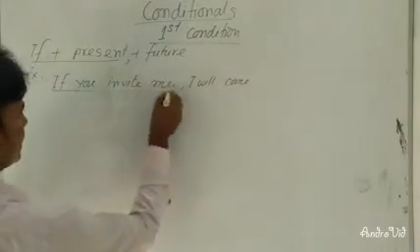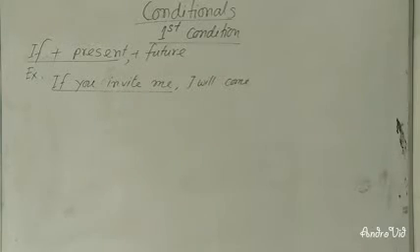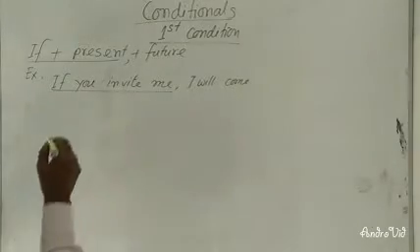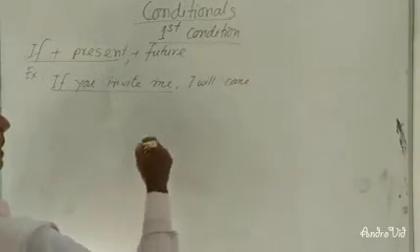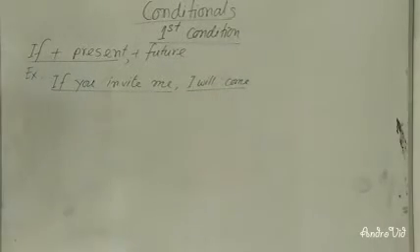Dear learners, you can see this is the subordinate clause: if you invite me. If you write the subordinate clause at the beginning, then you will have to put a comma. Then you write the principal clause, I will come. You can also write the principal clause at the beginning of the sentence. Then you will not put a comma. Let's see the next example.